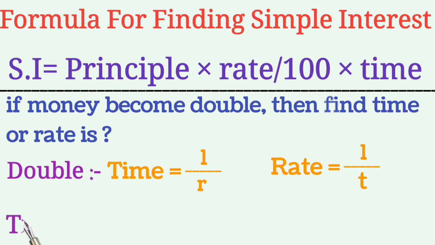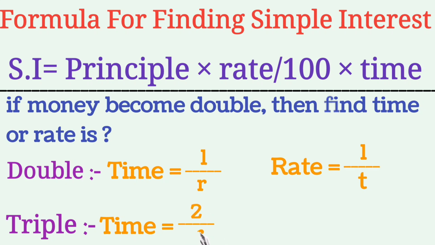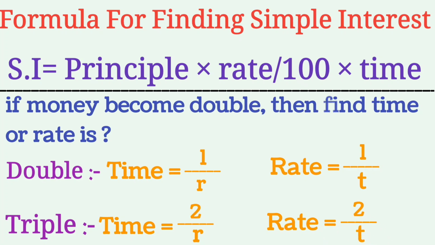If money becomes triple, then the formula to find time or rate is time is equal to 2 divided by R and rate is equal to 2 divided by T, where R is rate and T is time. Now let's move to question number 1.